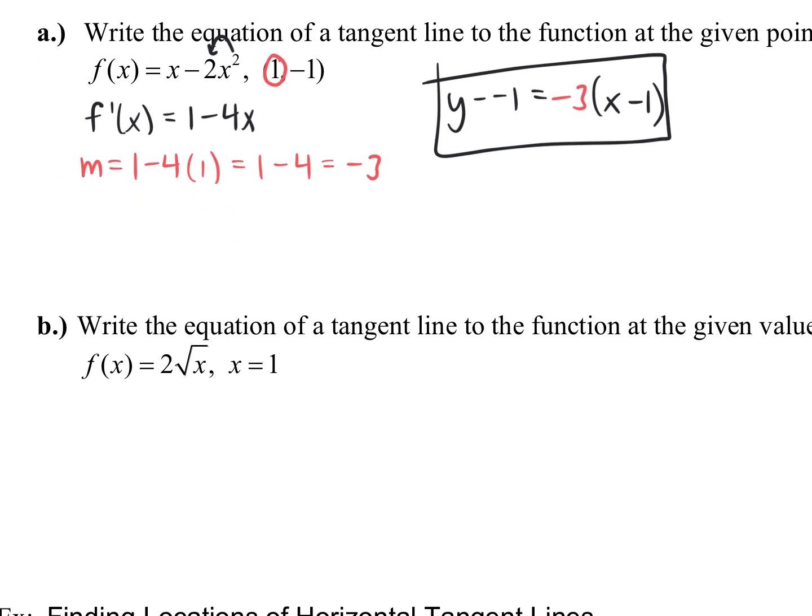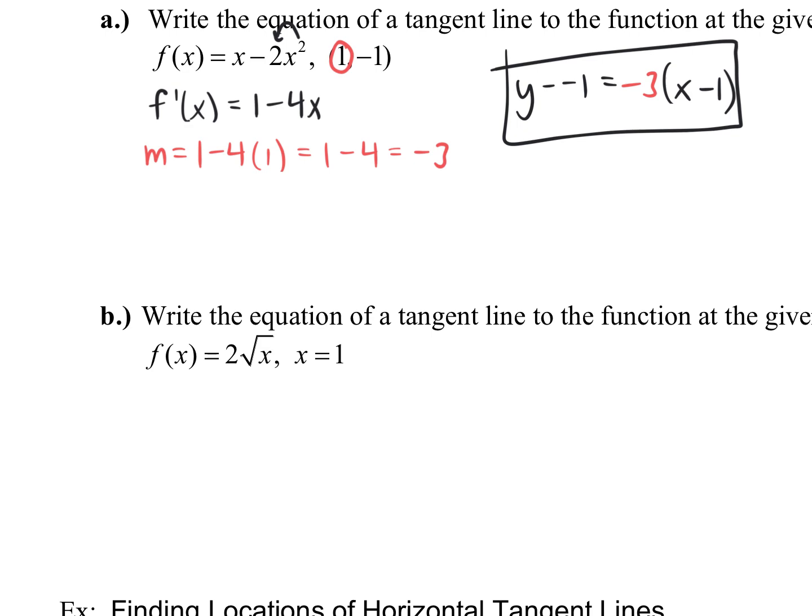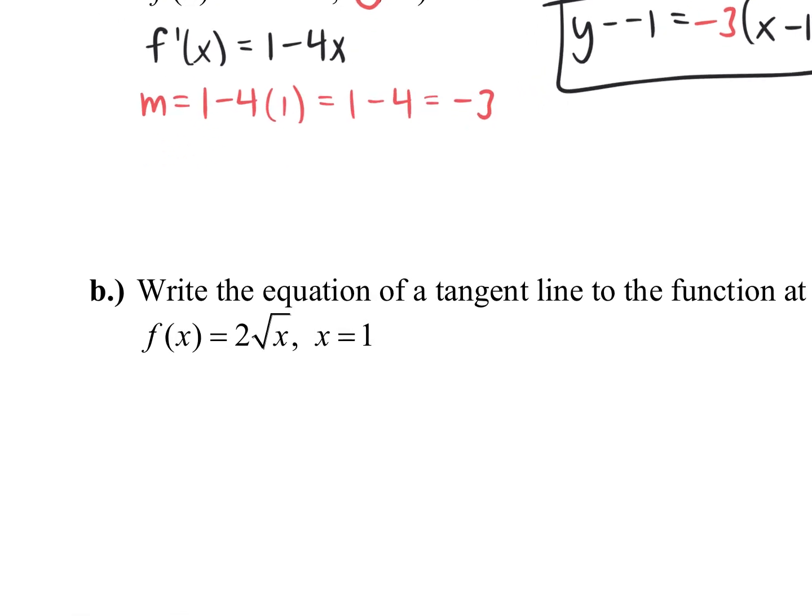All right, letter B here. I've got the equation of a line tangent to this function at a given value of x. This time I'm not given a y value for this function. How could I figure out what the y value is? Plug it in, right? If I plug in 1, I can get my y value. So f of 1 is 2 times the square root of 1, which equals 2. So we have our point. Our point is (1, 2).